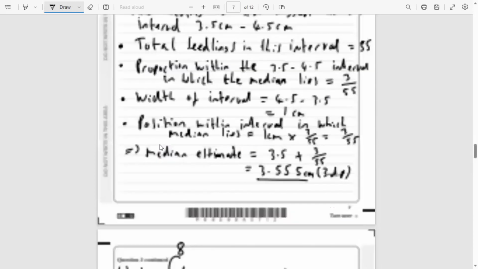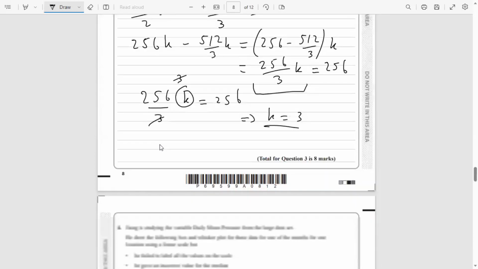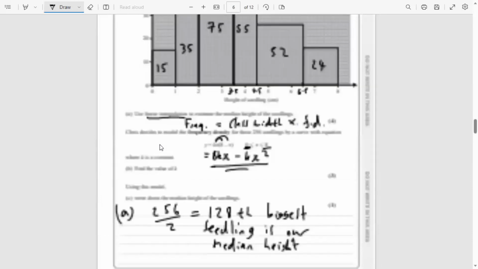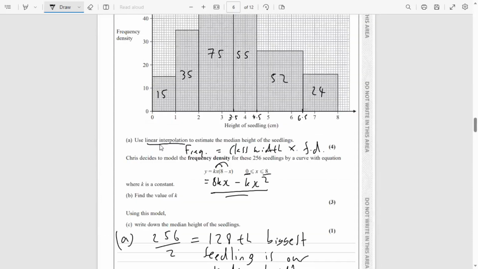So we've got our curve. If I just fit this part C down here. So we've got our curve y equals, let's scroll back up again, kx times by 8 minus x. Now k we just worked out to be 3. So our curve is actually y equals 3x times by 8 minus x.